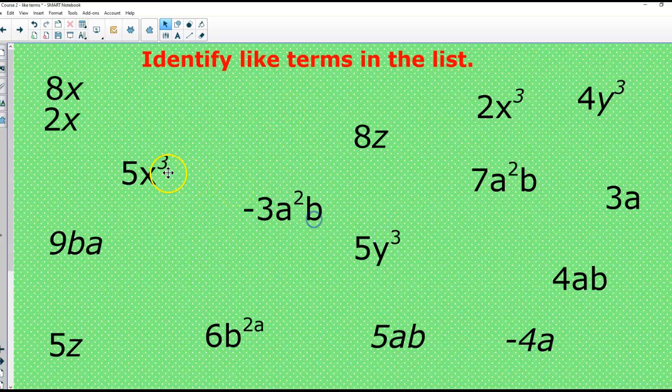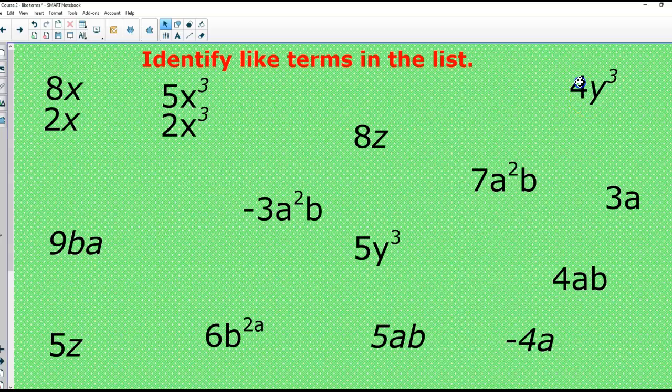Okay, so let me try. How about if I try this 5x to the third? So now I need, same variable, I need something that is x to the third. Well, if I look over here, I see an x to the third. So I would think that these two go together. Okay, I'm going to go way over here, and this one says 4y to the third. So I need something that matches with y to the third, a y to the third power. And if I look, I see this one, right? So I think these two go together.